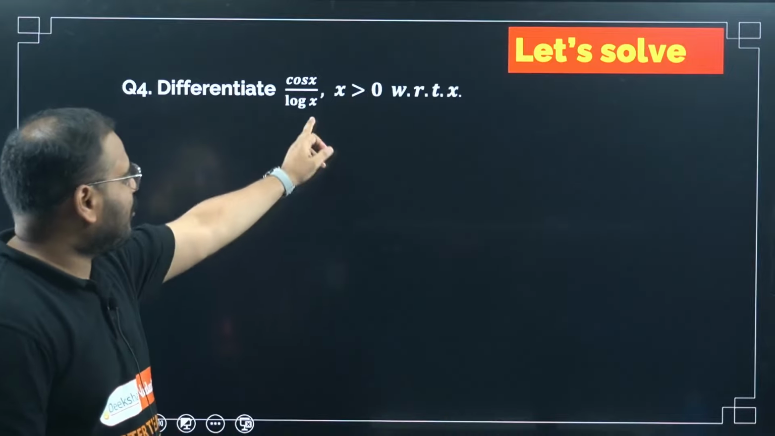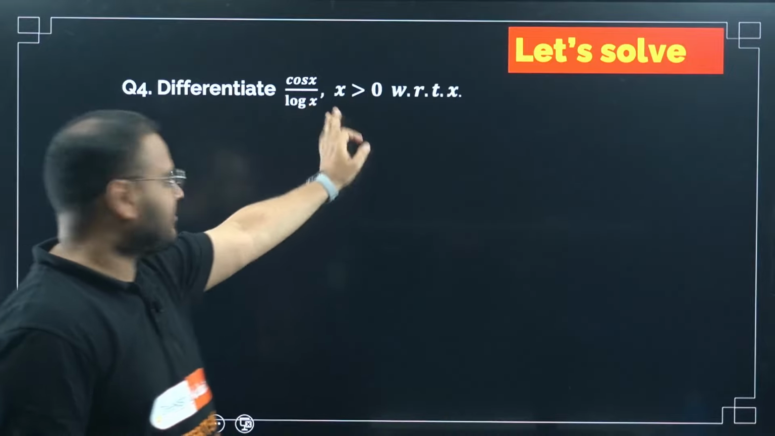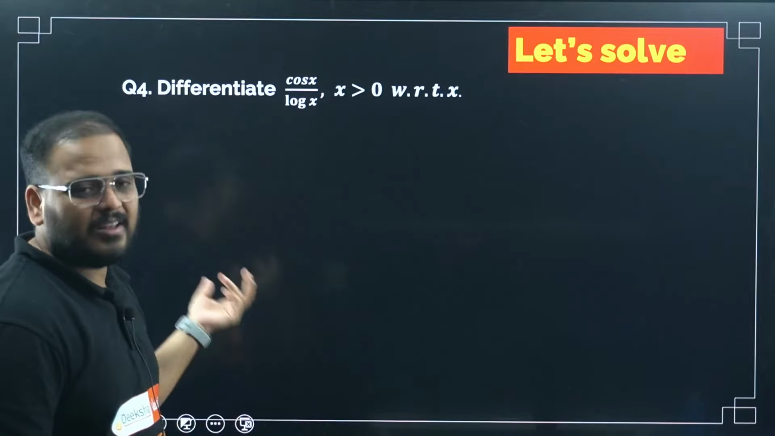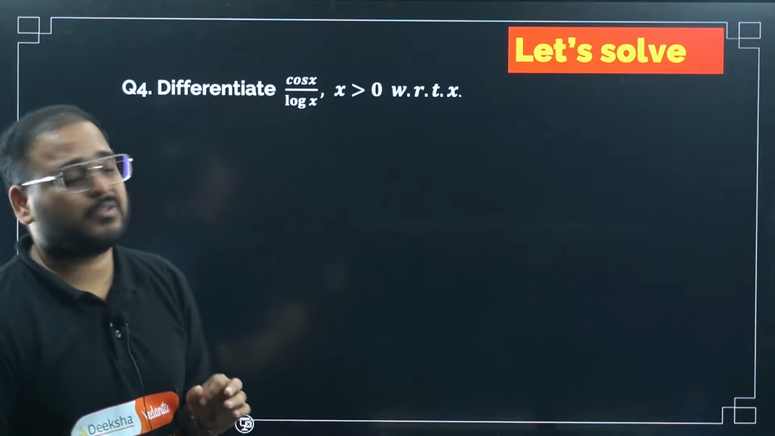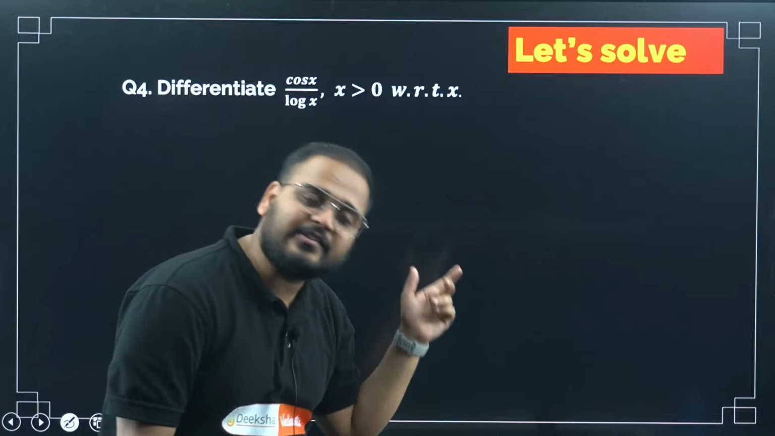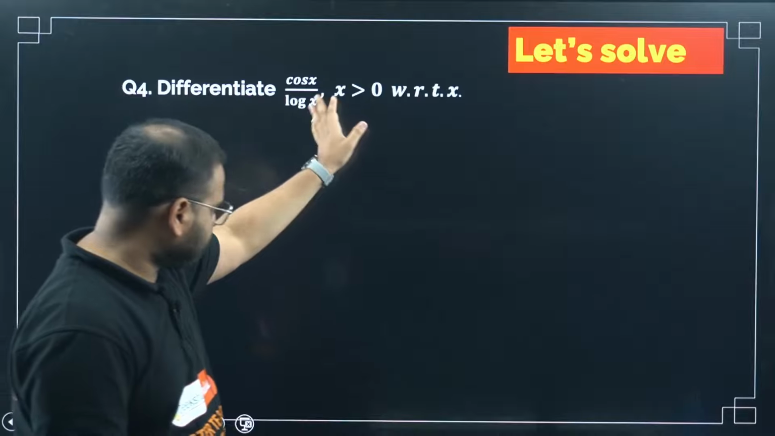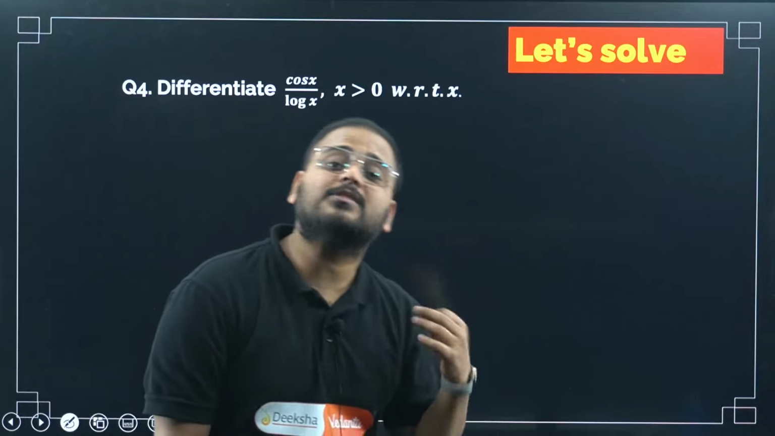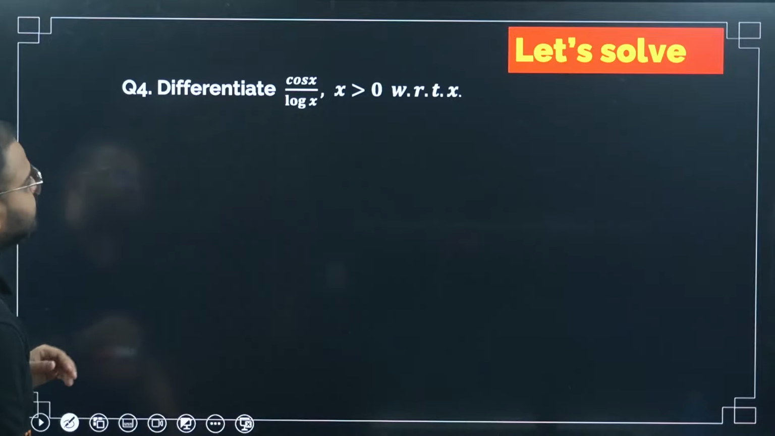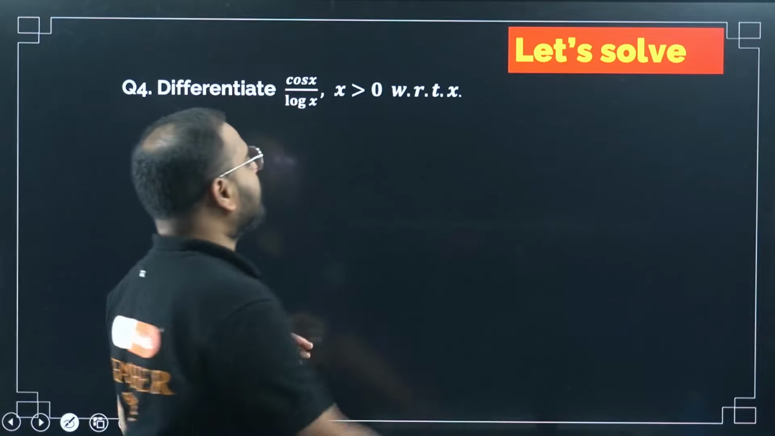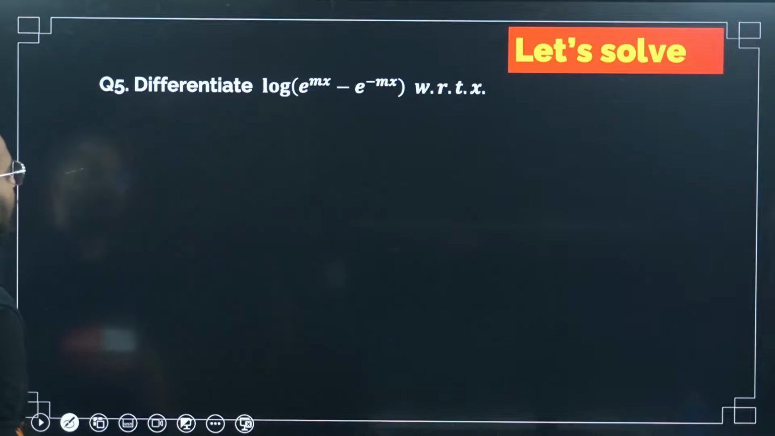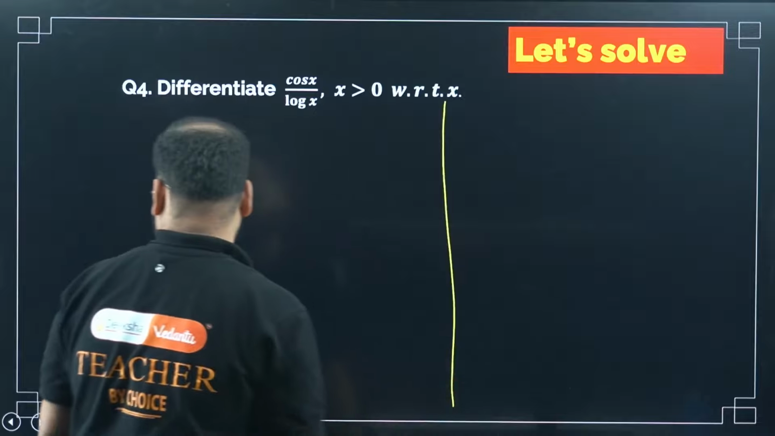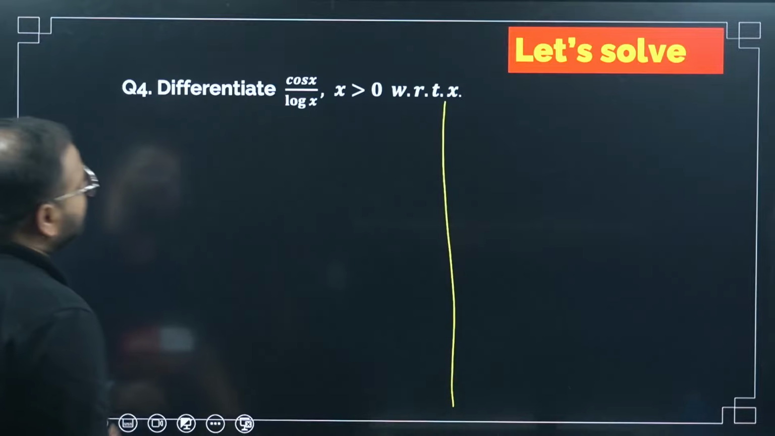Why the condition, sir? For cos x, I can take any angle, so all reals. But for log x, x cannot be negative. So I have to apply the condition for positive x, because the domain of log is only positive real numbers. Okay. So what do we have to apply here? We have to apply the quotient rule.